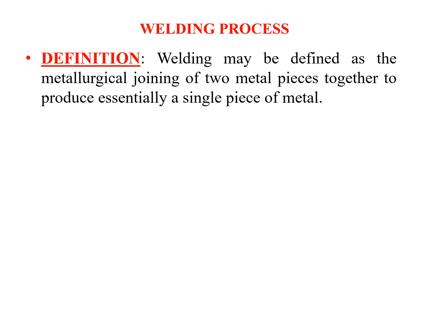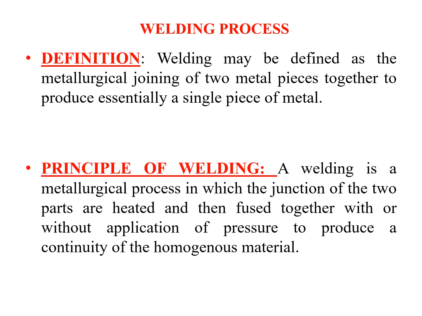So what exactly do we mean by welding? The definition goes like this. Welding may be defined as a metallurgical joining of two metal pieces together to produce essentially a single piece of metal. So it means that joining of two metals together is called the welding process. There are various definitions of welding process. Before that, we shall see what the principle is. In that, we shall also see the other definition of welding process.